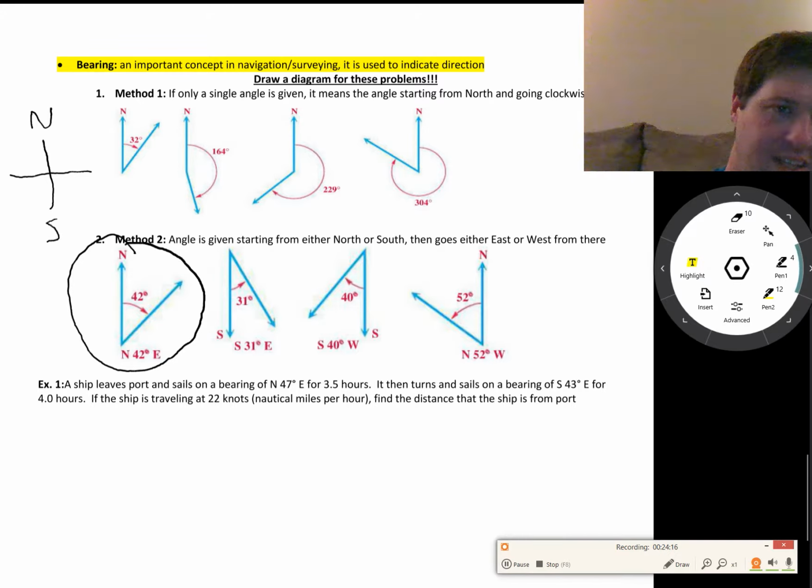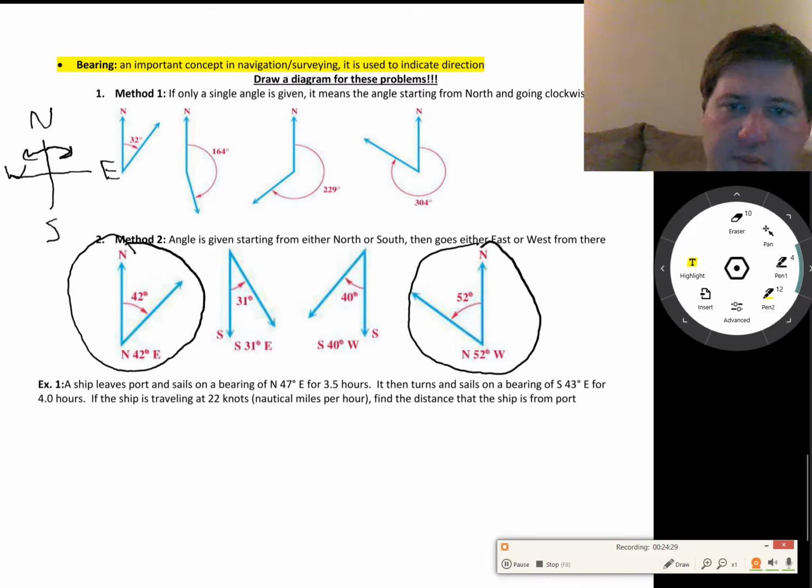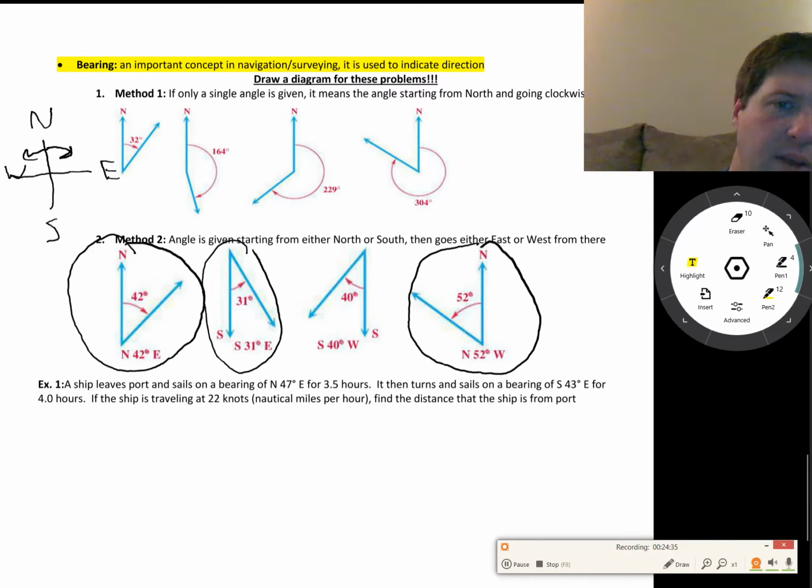North, south, west, east. So if we're going north towards the east, we're going this direction. If we're going north towards the west, we're going this direction. And that would be this other example. North 52 west means we're going to the west. Similarly, you can start from the south direction and go east, or the south direction and go west.